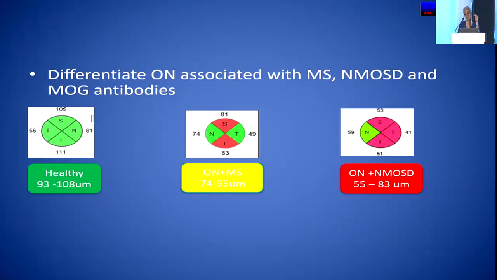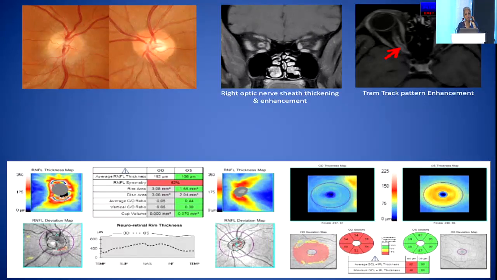It also helps to identify the amount of RNFL loss, and may help to identify associated conditions. For example, optic neuritis associated with NMO has much more significant RNFL loss compared to optic neuritis associated with MS or single episodes of MOG associated optic neuropathies.